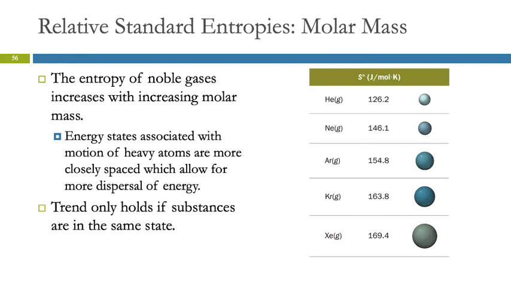So we can see a pattern with the noble gases and the entropy. Looking at them in order of increasing mass, the size of the atom is increasing, and we see that the amount of entropy is also increasing. The reason for this is that the energy states associated with the motion of heavy atoms are more closely spaced, which allows for more dispersal of energy. This trend only holds if all of these are in the same state.